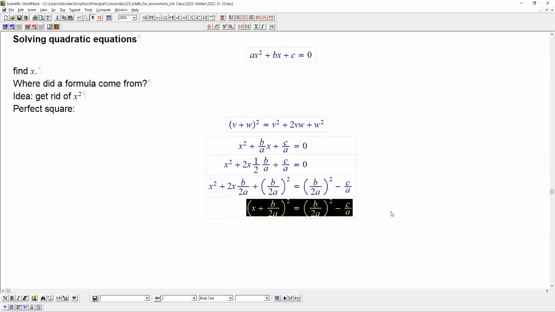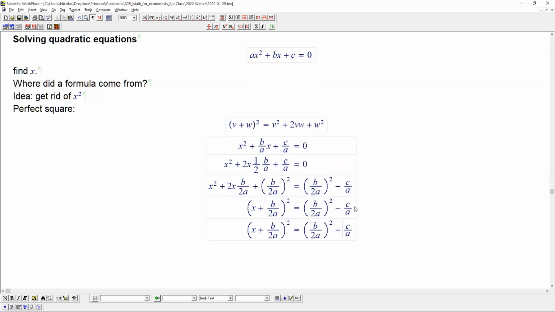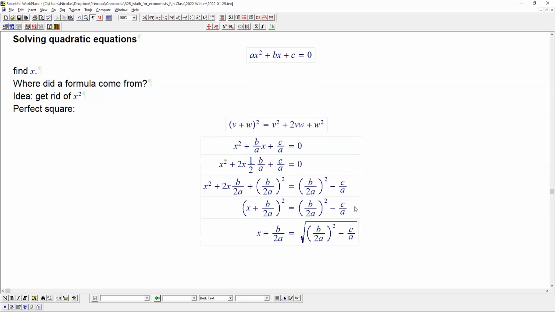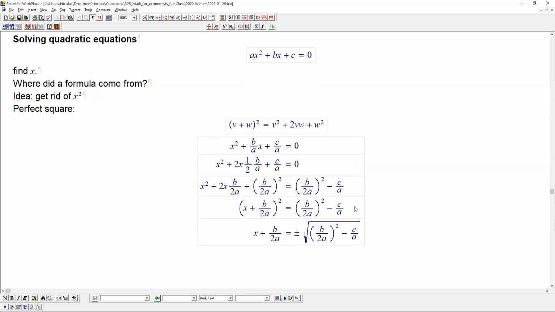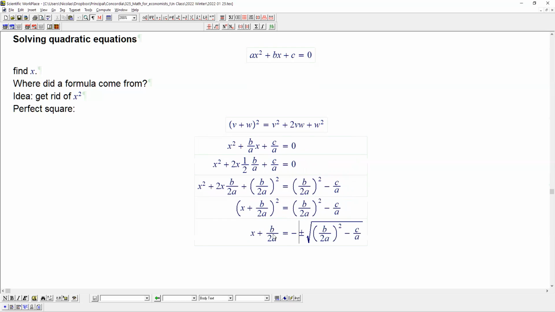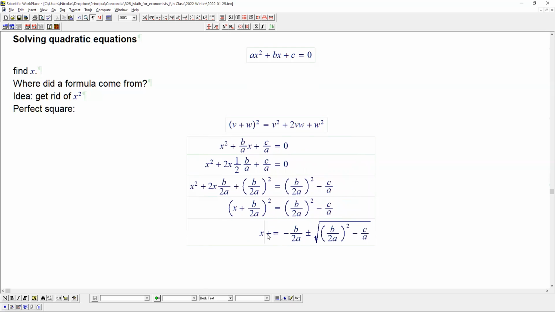Okay, so what do we do now? Well, we have a perfect square with x inside it, and we have a bunch of other stuff on the other side. So let's take a square root on both sides. So this is going to be equal to plus or minus square root. And then let's subtract b over 2a on both sides. So I get this that goes over here. And then it's just a matter of simplification.